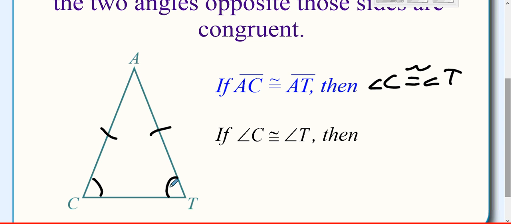And it works the other way also. The converse is also true if you flip it around. If you know angle C and T are congruent, then you can know that the sides are congruent. Works either way. If you know the sides, you know the angles. If you know the angles, you know the sides.